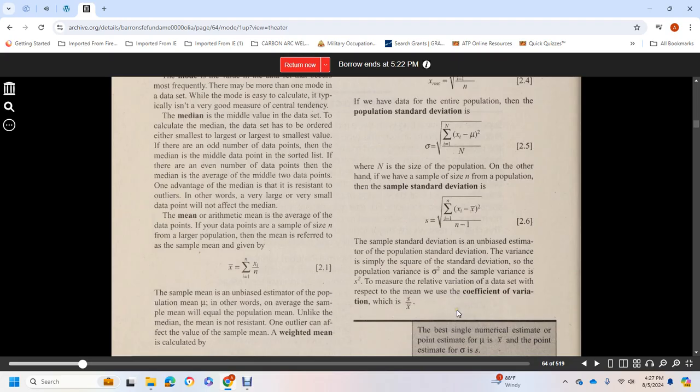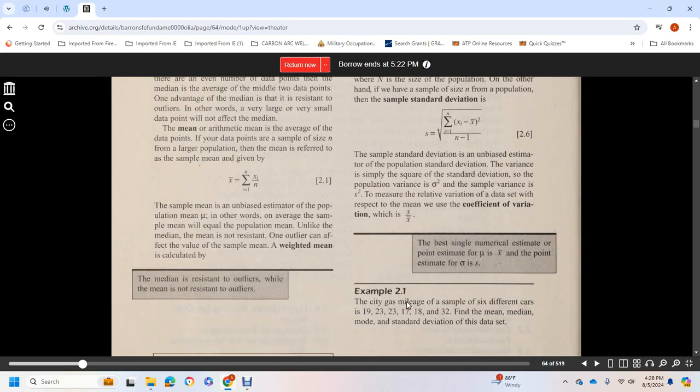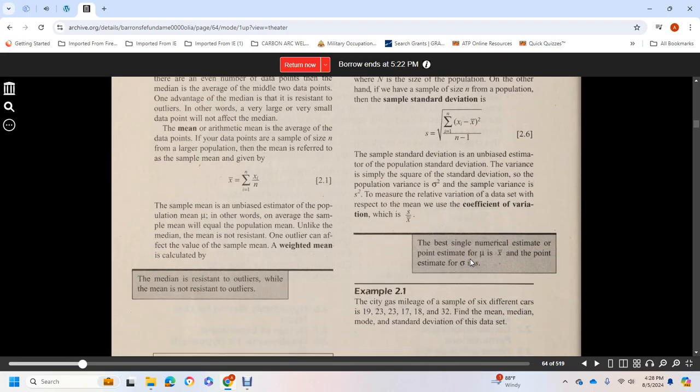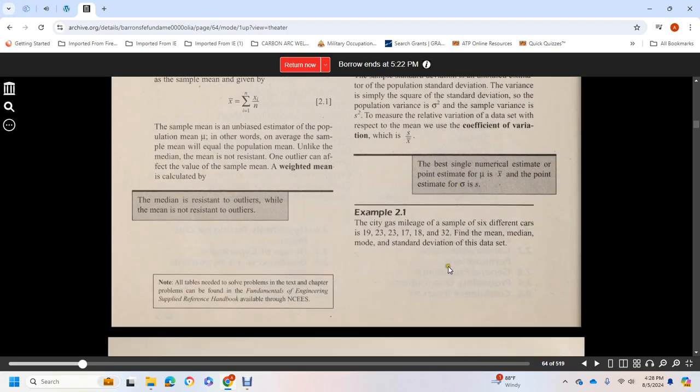The sample standard deviation is an unbiased estimate of the population standard deviation. The sample variance is the square of the sample standard deviation, and is an estimate of the population variance, sigma squared. The coefficient of variation measures relative variation in a data set and is the standard deviation over x-bar. The best single numerical point estimate for the population mean is x-bar, and for the population standard deviation is s, the sample standard deviation.